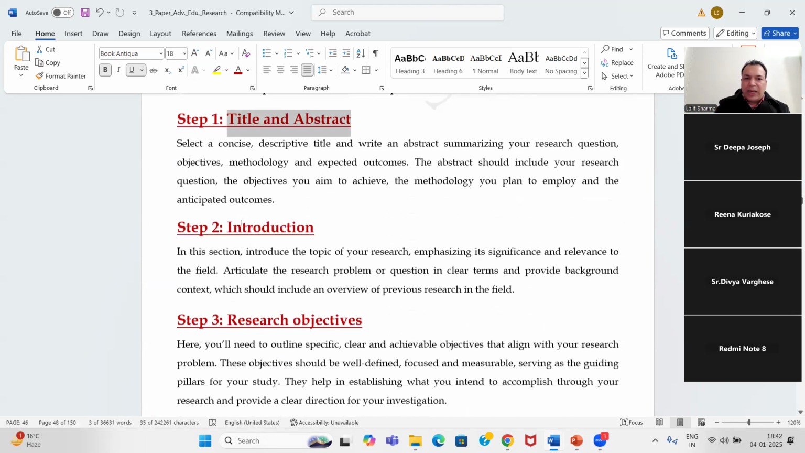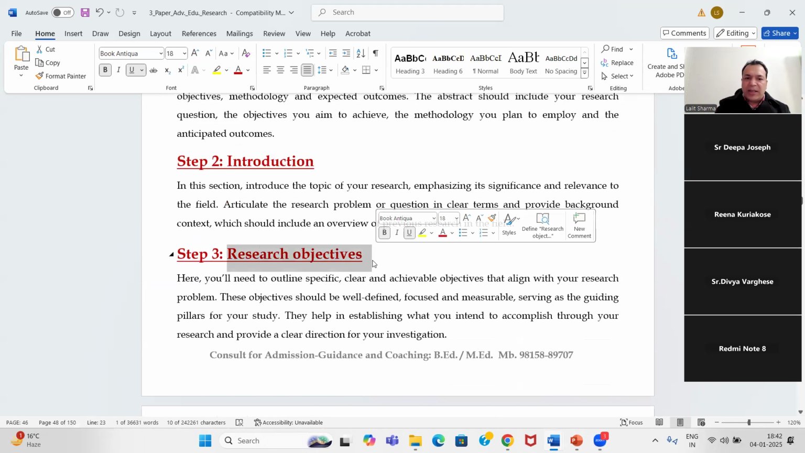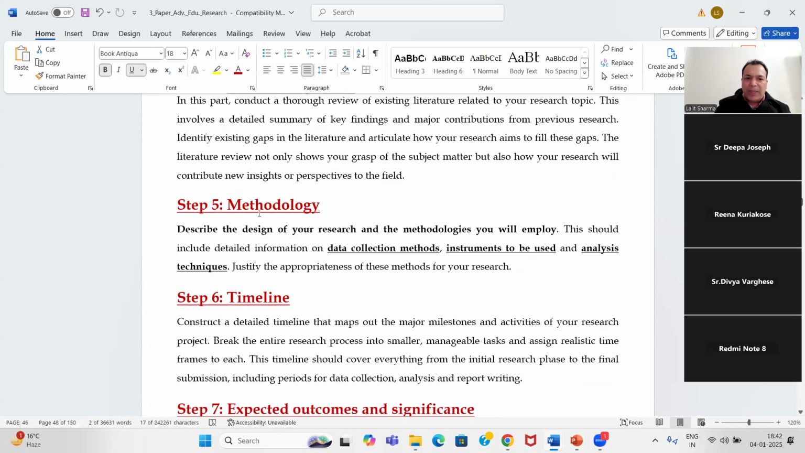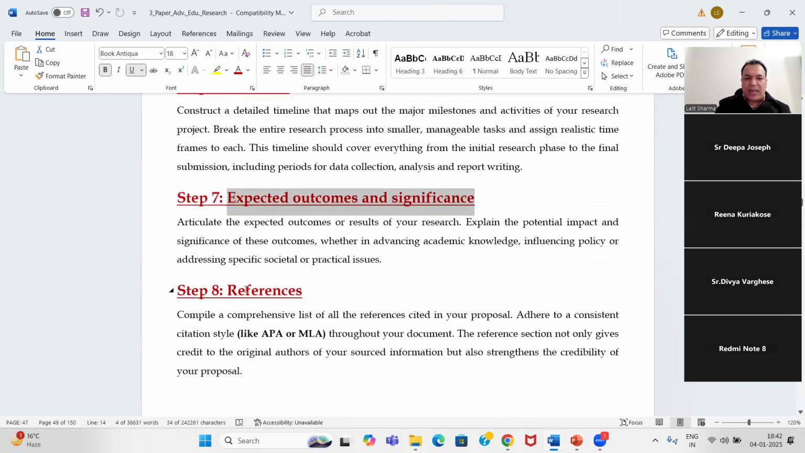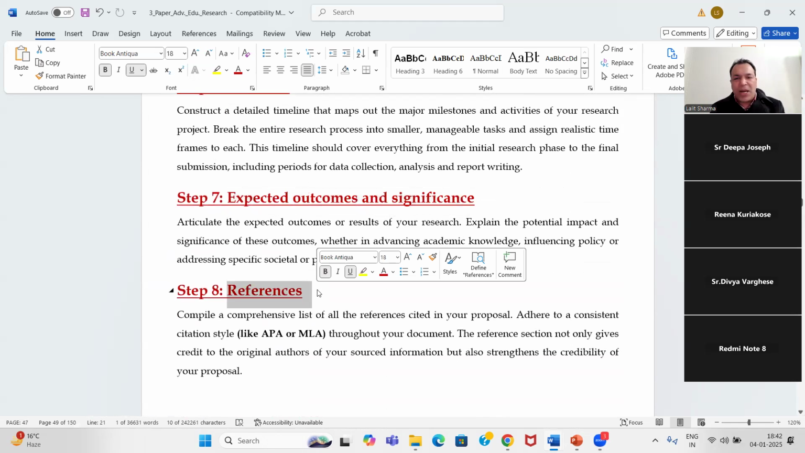Title and abstract, introduction, research objectives, literature review, methodology, timeline, expected outcome and significance, and references. These were the 8 points which you have elaborated. Up next, you have to write the steps of the research report. Research report means dissertation. So what would be the steps of the research report?